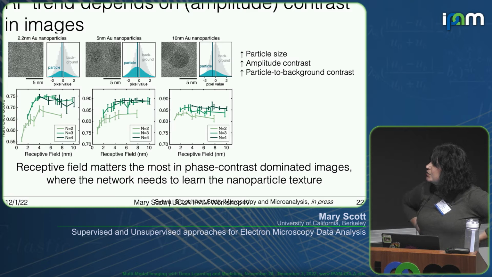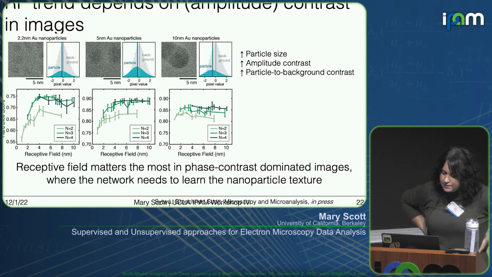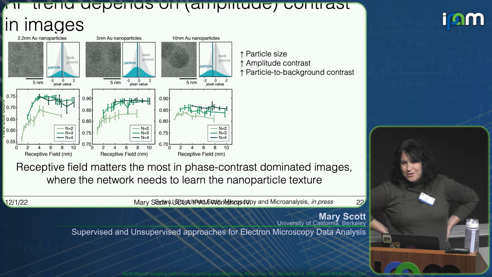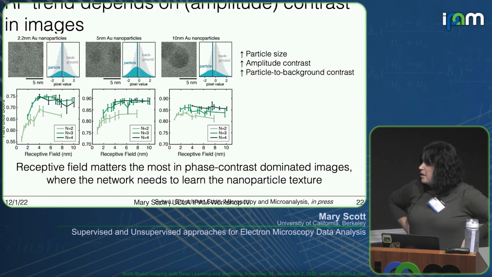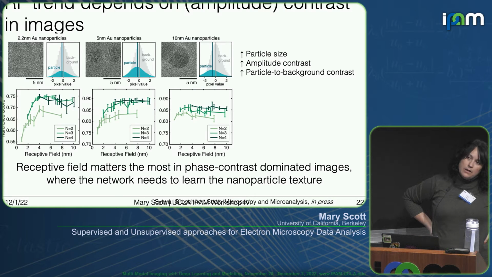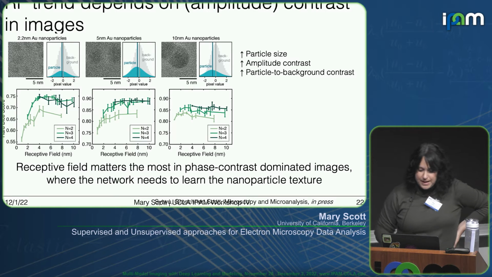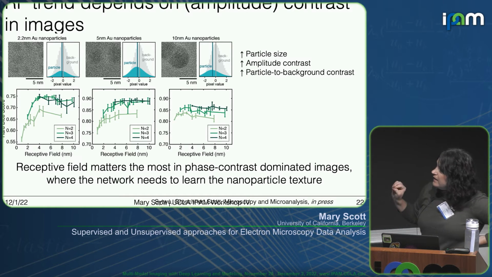We attribute this to these differences in contrast. Receptive field seems to matter the most in phase contrast dominated images. And intuitively, I know it's a little dangerous to interpret how the neural net is working, but it makes sense that when the network needs to learn nanoparticle texture and cannot rely on thresholding or contrast differences between sample and background, a larger receptive field would be necessary. So intuitively, this kind of checks out, and we can check this trend by looking at different size nanoparticles. We expect the degree of amplitude contrast to increase as we increase the size of the nanoparticles, and we see that indeed the trend in receptive field performance is strongest when we have small nanoparticles.